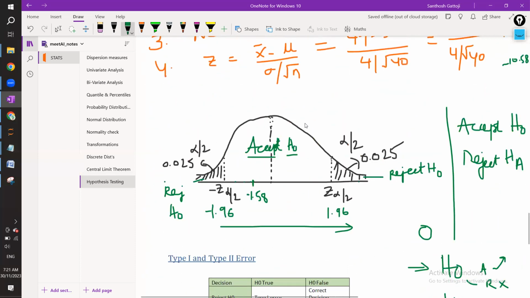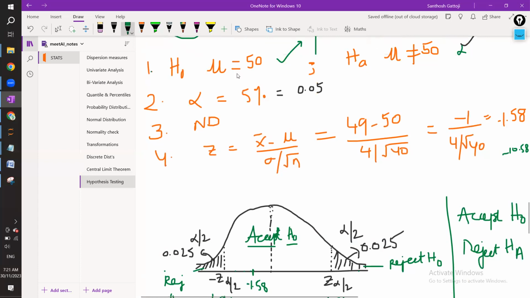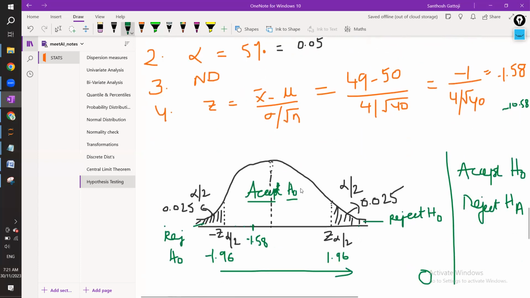But based upon your test, you have accepted it. That means you have accepted a false null hypothesis. In the otherwise scenario, it is actually true, but based on your test it is rejected. Suppose you make some mathematical calculation mistake. What happens if this value comes as -2, for example? You made a mistake, and this value you got as 2. That means it will fall in the rejection region.